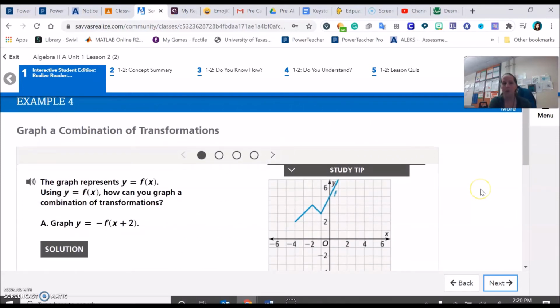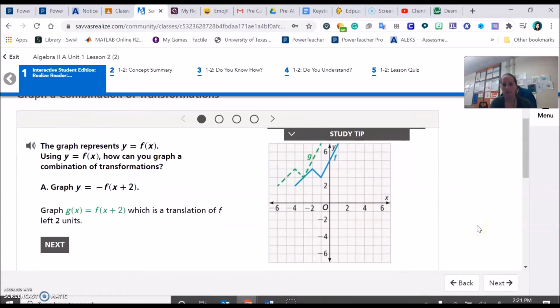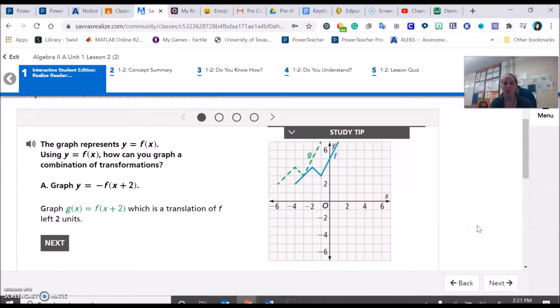All right, example number 4, graph a combination of transformations. The graph represents y = f(x). Using y = f(x), how can you graph a combination of transformations? So A, graph y = -f(x + 2). I'm going to graph g(x) = f(x + 2), which is a translation of f left 2 units.